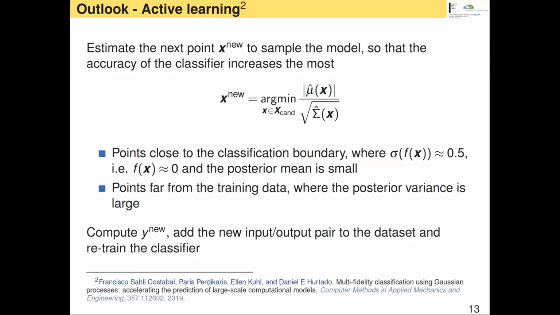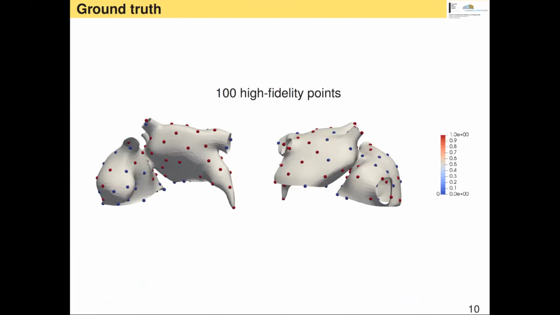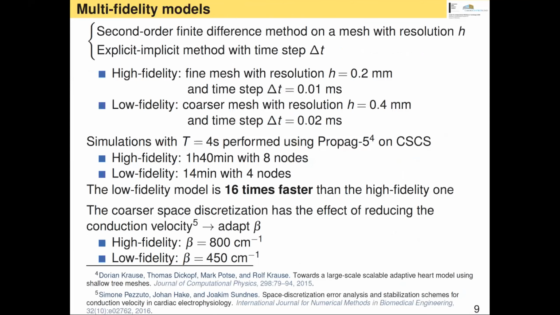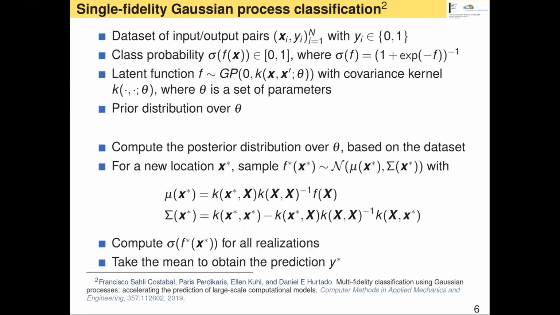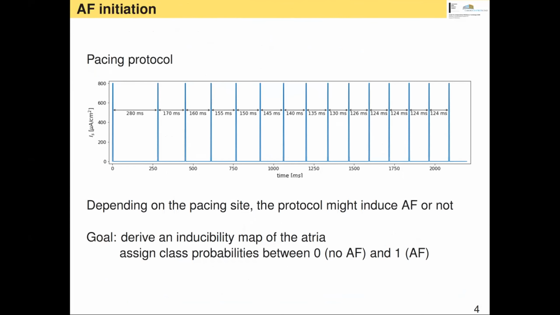I actually have a question about your inducibility protocol. So the first question is, are you using heterogeneity in the ionic model in different regions of the atria, or maybe I missed that, or are you using always the same ionic model in all the regions of the atria?